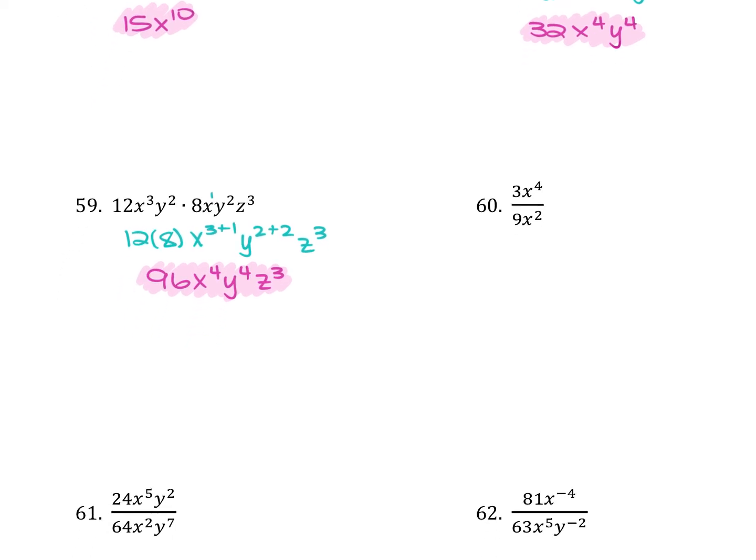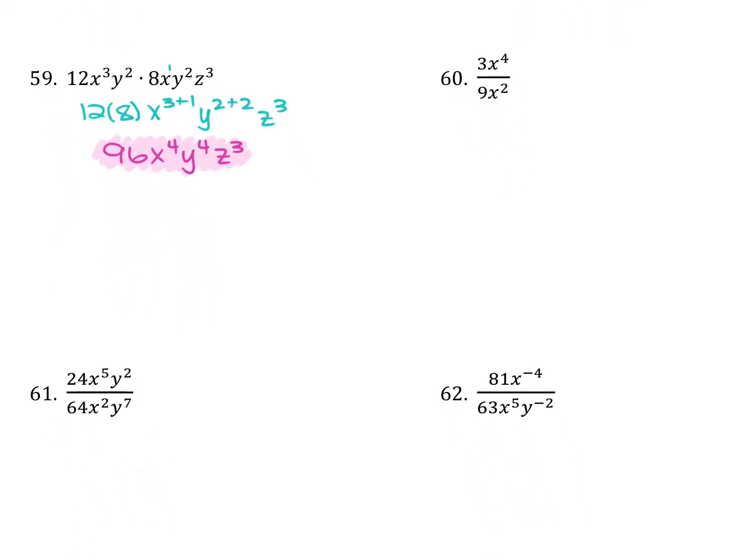For number 60, you have 3x to the 4th power over 9x squared. You can separate this to be 3 over 9 times x to the 4th over x squared. Okay. So with this, that 3 over 9 simplifies to be 1 over 3. That x to the 4th over x squared, your rule is if the base is the same, you subtract your powers. So that becomes x squared. So it's 1/3 times x squared. That squared is positive, so it goes up top on your fraction. So just x squared over 3.